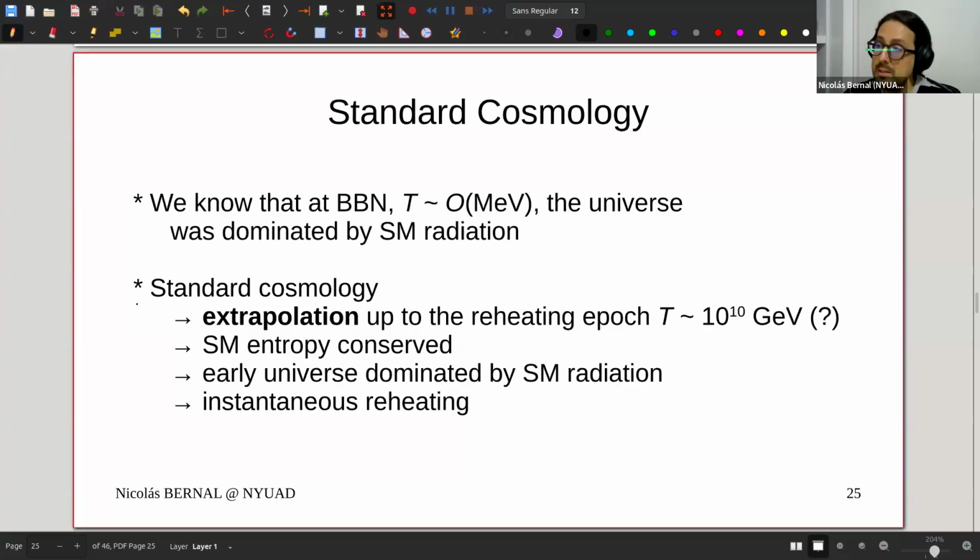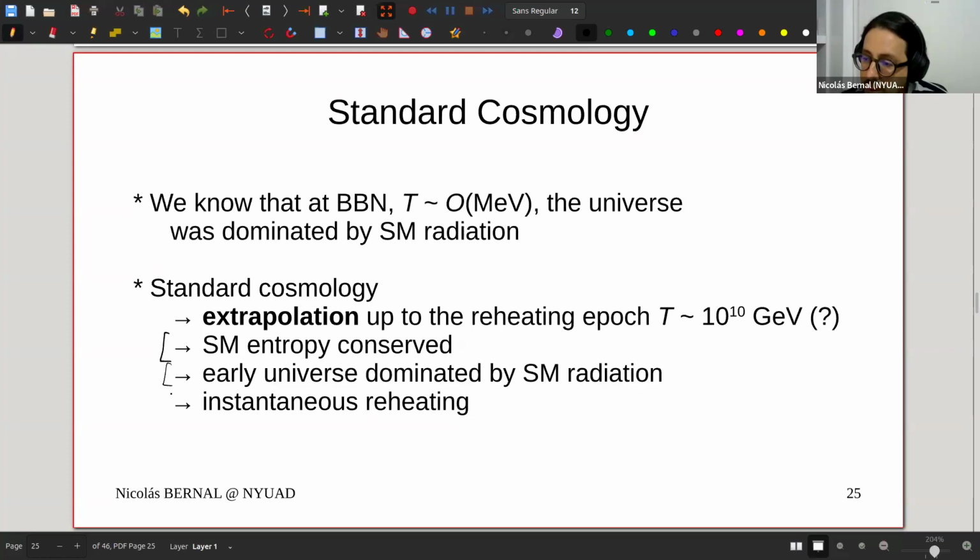So what standard cosmology means is we're doing a very dangerous extrapolation up to the reheating epoch, where the temperature of the standard model was, I don't know, 10 to the 10 GeV, something like this, maybe more. But it's really an extrapolation. Over 13, 15 orders of magnitude, we assume that the standard model entropy is always conserved, and that the early universe was always dominated by standard model radiation, right? That's a typical assumption for the cosmology.